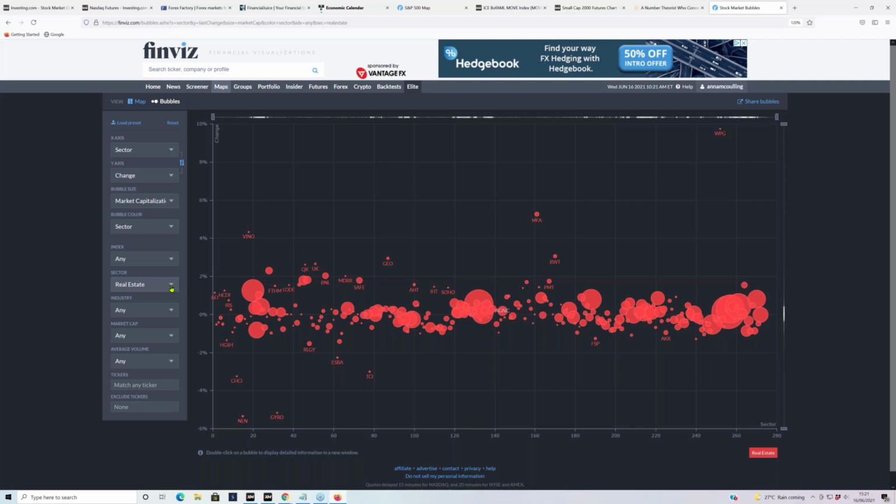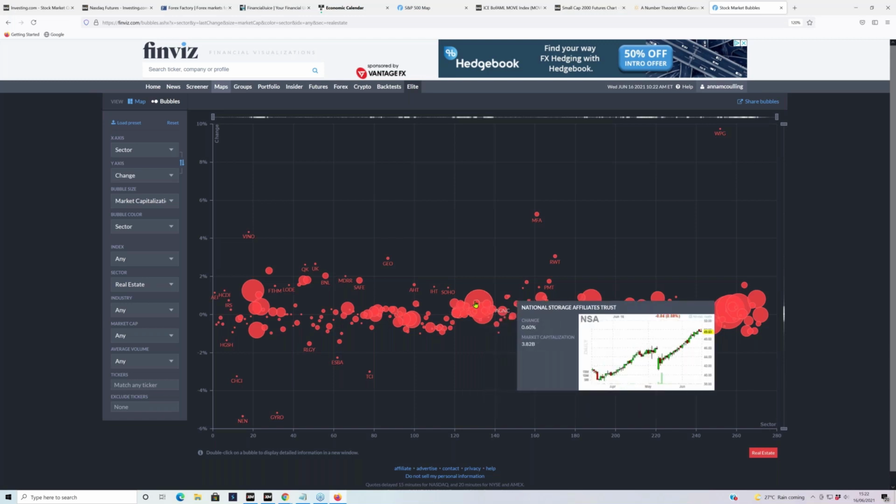Real estate has been a really good sector so far. Housing in the States is, I believe, a hot market at the moment, with people moving and what have you. So a lot of the charts you can see here have been in very strong upturns.